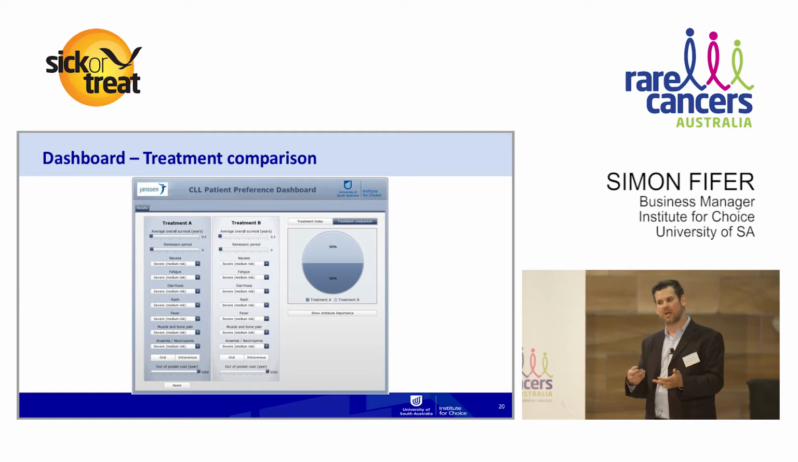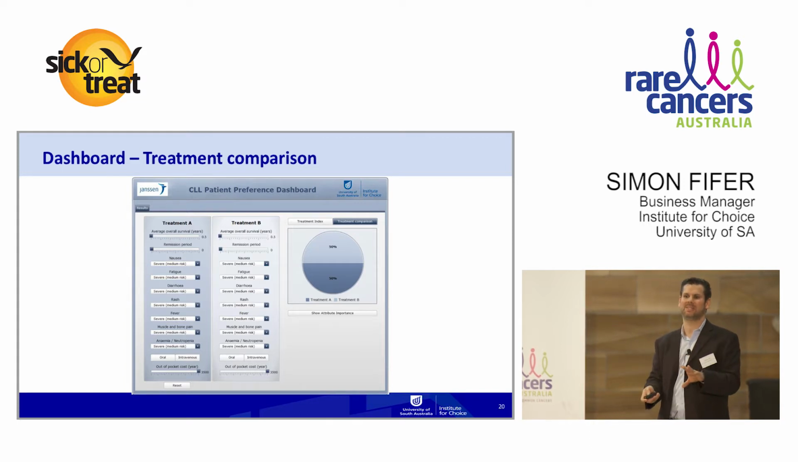So these models are hypothetical, well, they're real preferences, but they're hypothetical scenarios. So we can actually model things that don't exist yet. So you can try and see, okay, what if there wasn't an oral product in this market and now there is? How would patients respond to that? How would they value that?